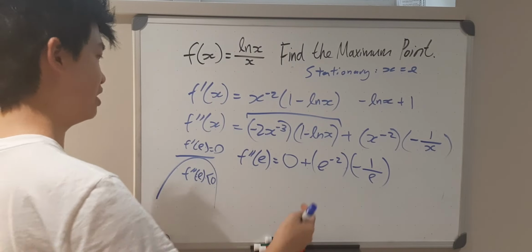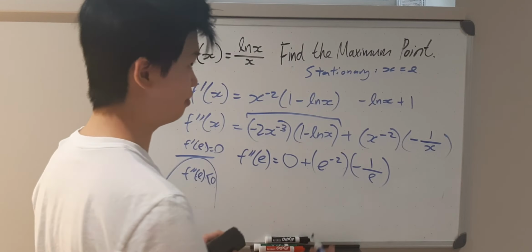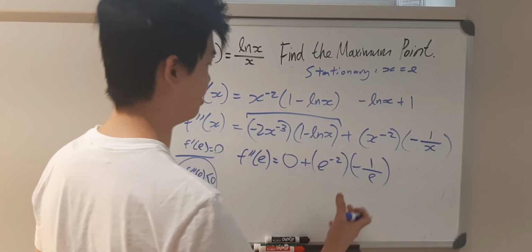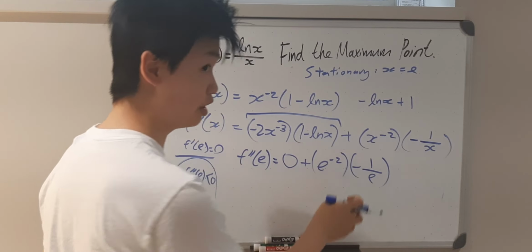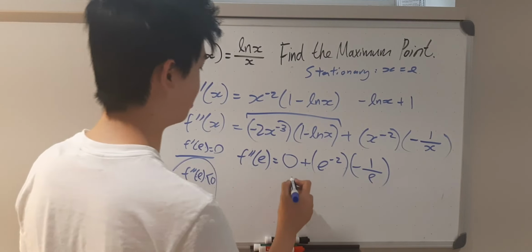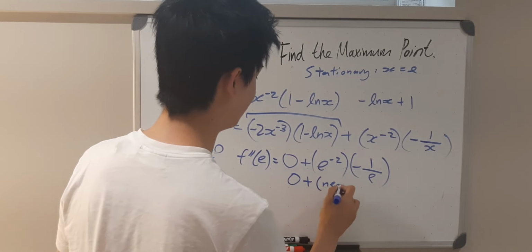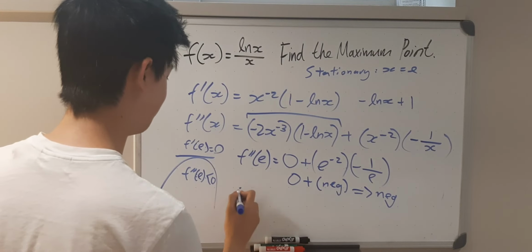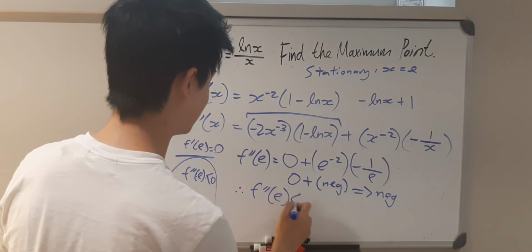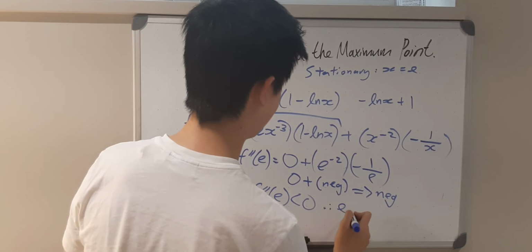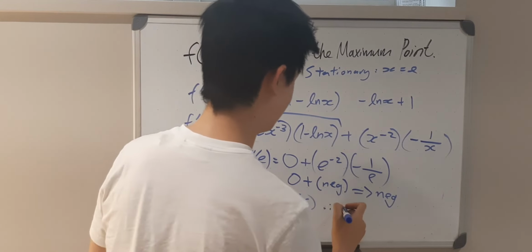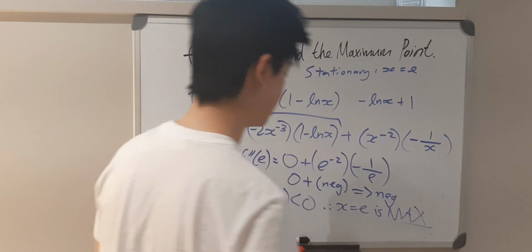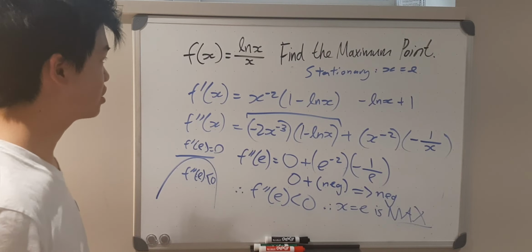Now we know that e to the negative 2 is positive, it's a fraction. And then negative 1 over e is a negative number. And 0 plus something negative is negative. So therefore f double prime of e is less than 0, and therefore x equals e is a maximum. And that's how you find the maximum point of ln x over x. Thank you.